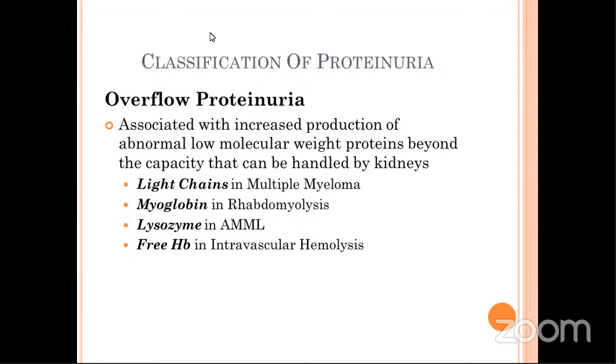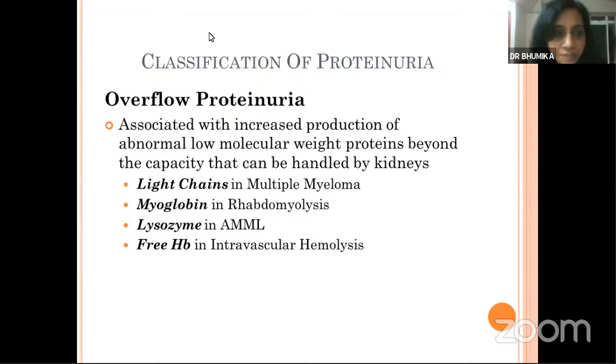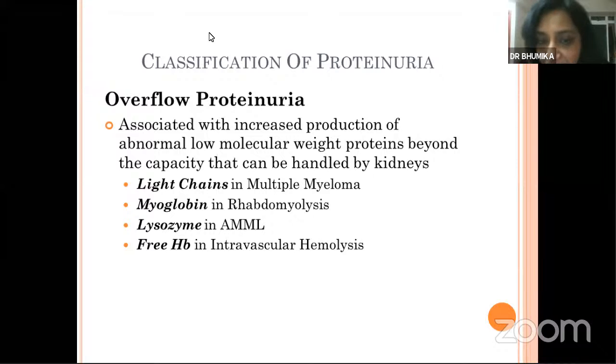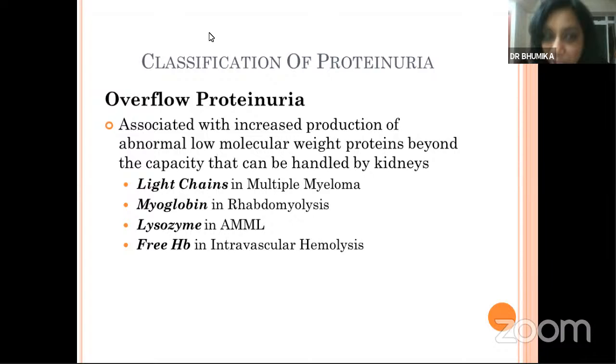Okay, so myoglobin in rhabdomyolysis, then lysozyme in acute myeloid leukemia, and when we have intravascular hemolysis, like in DIC, we will get free hemoglobin, which we consider from a nephrology point of view as a protein, and that also is a form of overflow proteinuria.